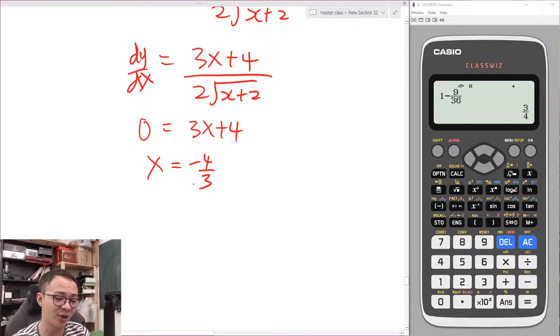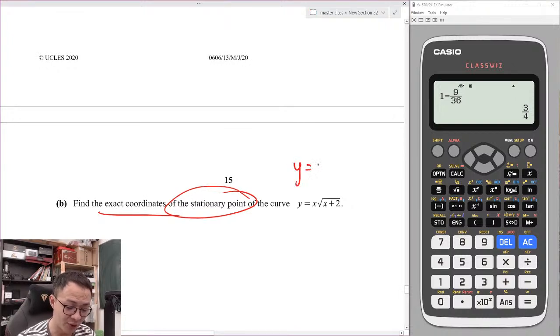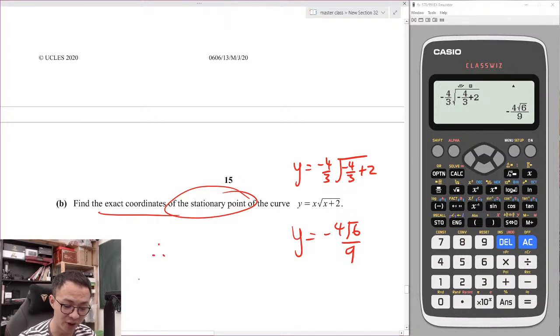But they want the coordinate, so I need x and y. Therefore y equals negative 4 over 3 times square root of (negative 4 over 3 plus 2). This one you can use the calculator, and you can get the nice answer you want. You will get negative 4 square root 6 over 9. So the coordinate will be (negative 4 over 3, negative 4 square root 6 over 9).